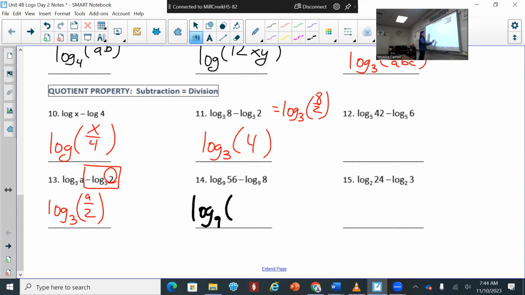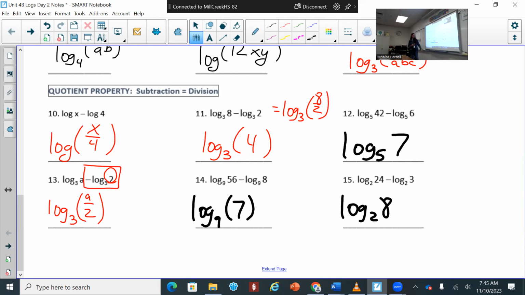Base 9 of. Okay, this one should have been similar. Log base 5 of 7. What's the last one? Log base 2 of 8. 24 divided by 3. Any questions on this?